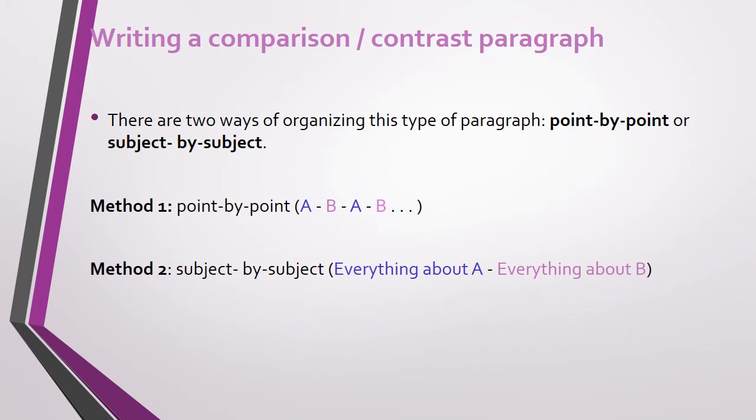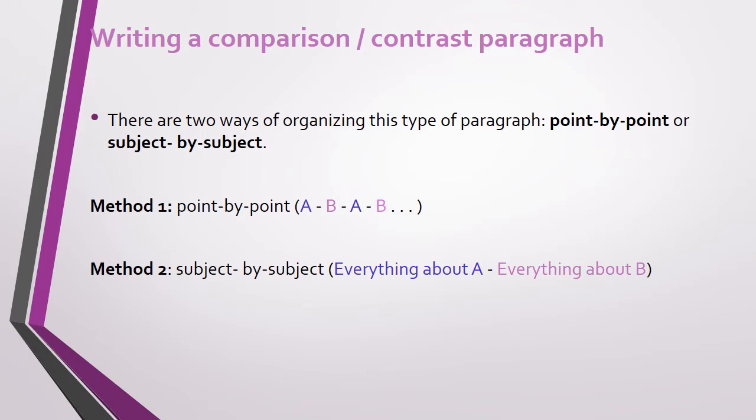Writing a comparison and contrast paragraph. Here we should concentrate on how to write a topic sentence, or what to include in a topic sentence, and then how to organize the information. In the topic sentence, the writer has to announce that he will discuss the differences or he will discuss the similarities between two themes. He should say clearly that there are similarities or there are differences between A and B.